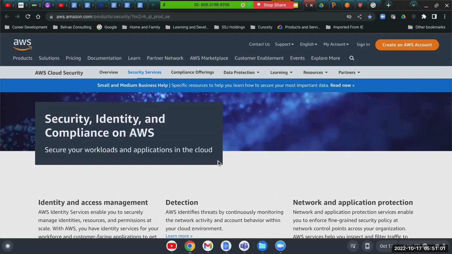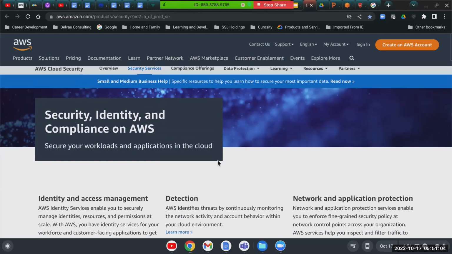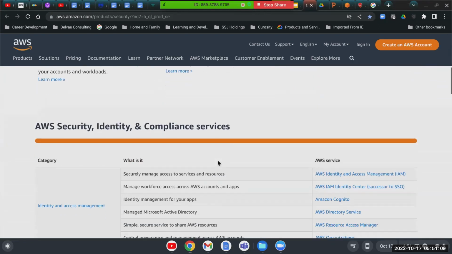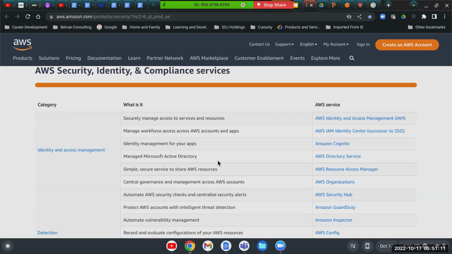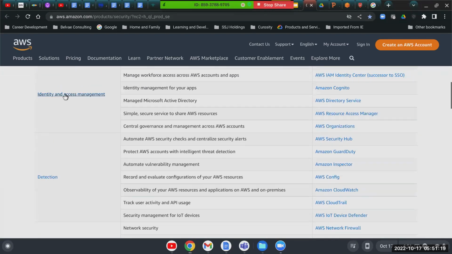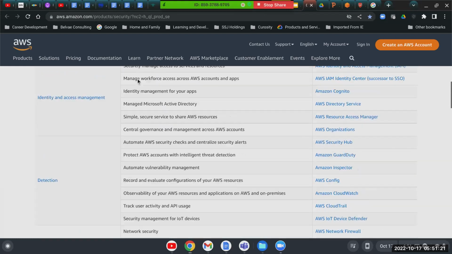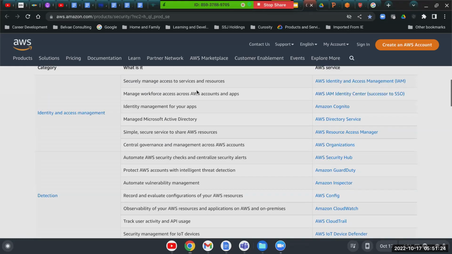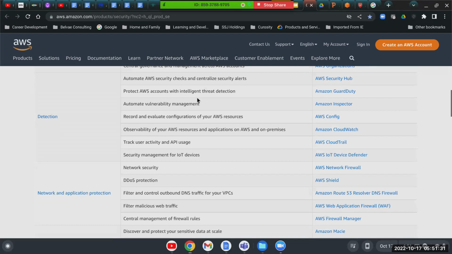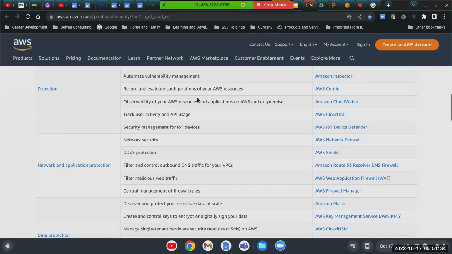as you can see here, this is the security, identity, and compliance services of AWS. So when you see this, you can see that this gives you a brief summary of all the services, and you see that it has listed categories under identity and access management. So you see the whole list of AWS services which are there, and you see what it's for. So I would ask that you go to this link and you read up on this page. It gives you a very brief summary of all the services which are there.